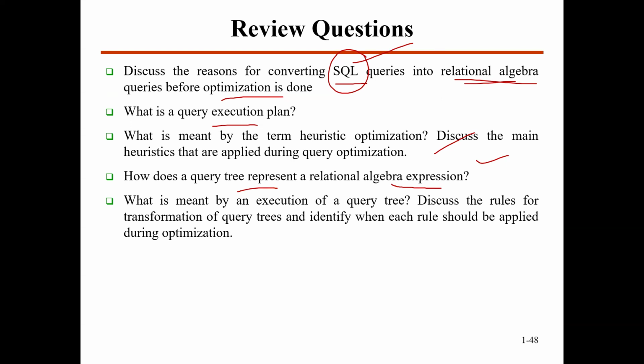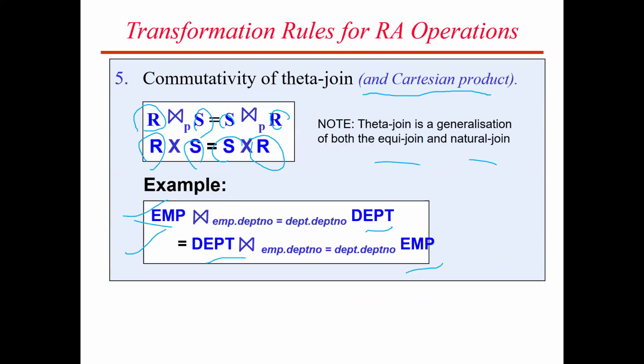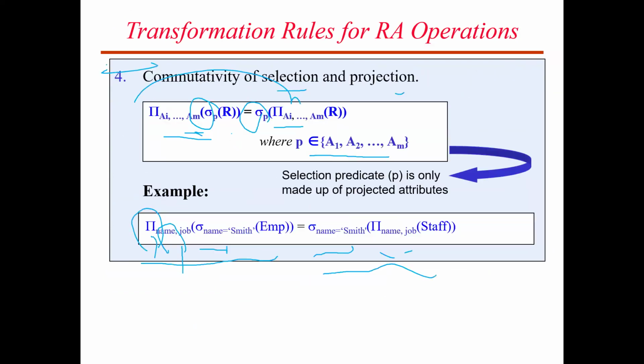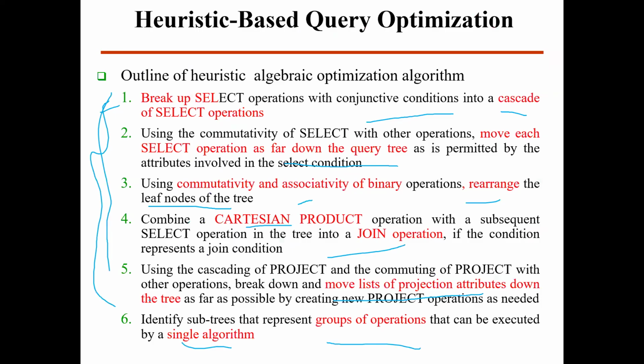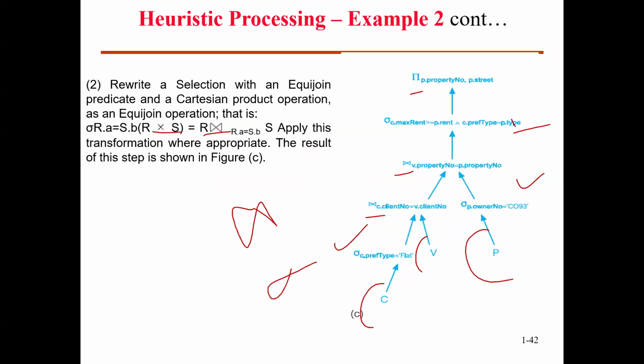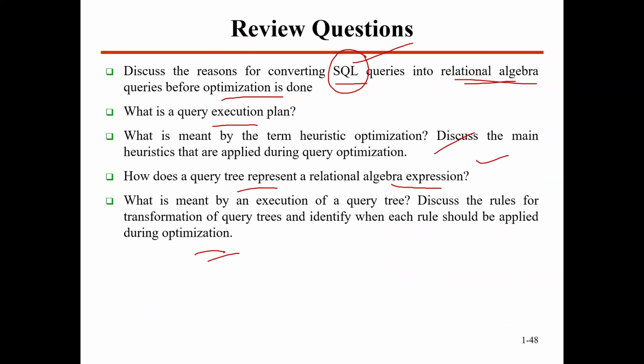What is meant by execution of a query tree? Discuss the rules of transformation of query trees and identify where each rule should be applied during optimization. This is your transformation, for example, these are all transformation rules. And how did we apply this in the query tree? For example, here we have a big predicate, right? We have a conjunction of and operators here. We split them down into single ones, and then we push them down, the select and the project, near the tables.